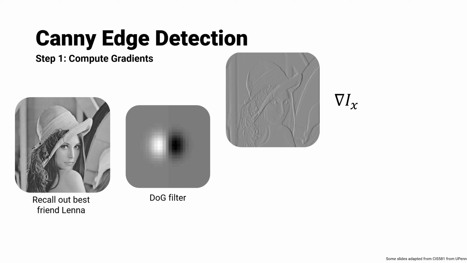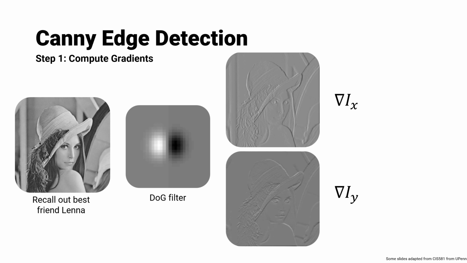This is the gradient in X. Again, the whiter colors are positive values, the darker colors, black, are negative values, and anything that is gray is close to 0. Again, remember that it's a signed quantity in this case. And we have the same thing for gradients in Y. In the X gradients, you see mostly horizontal stuff, and in the Y gradients, you see mostly vertical stuff.